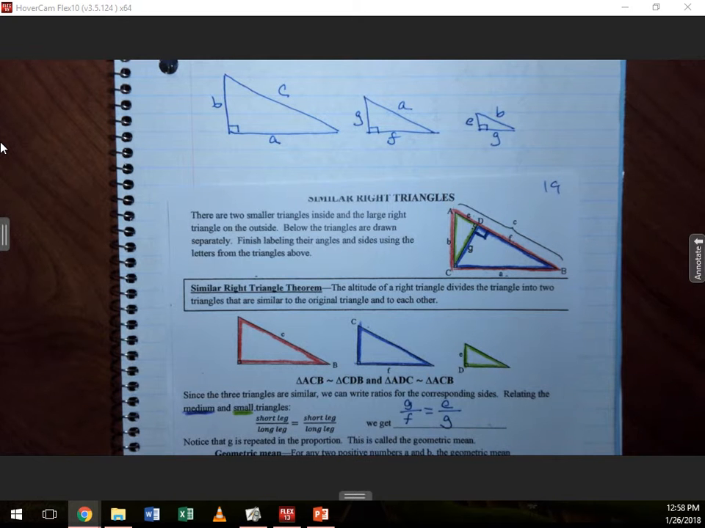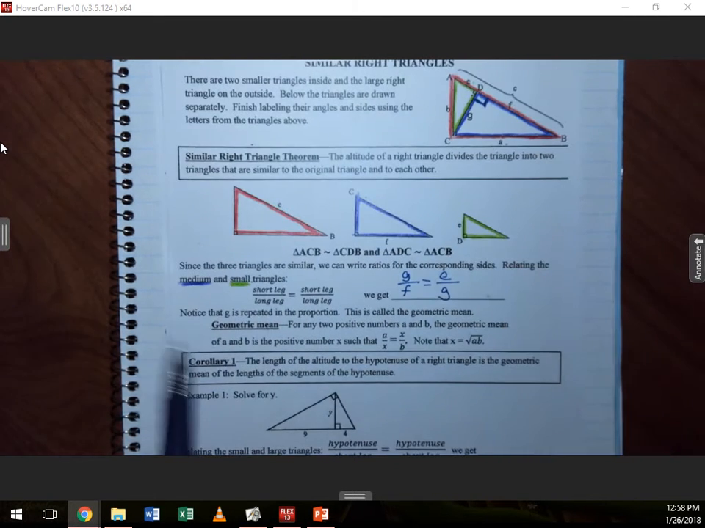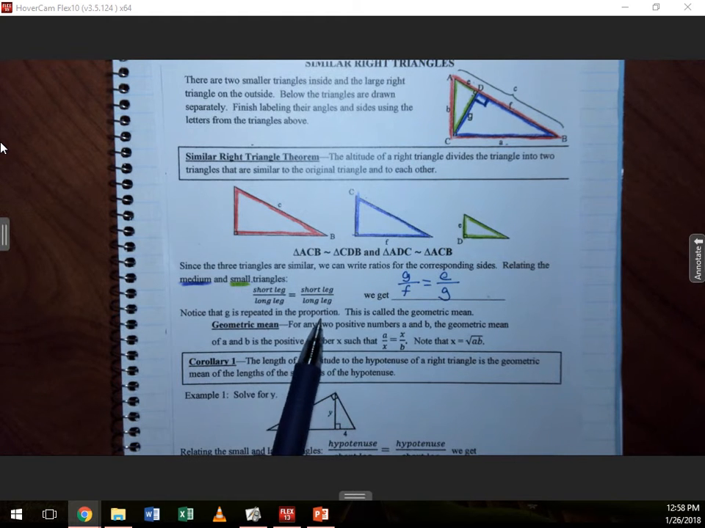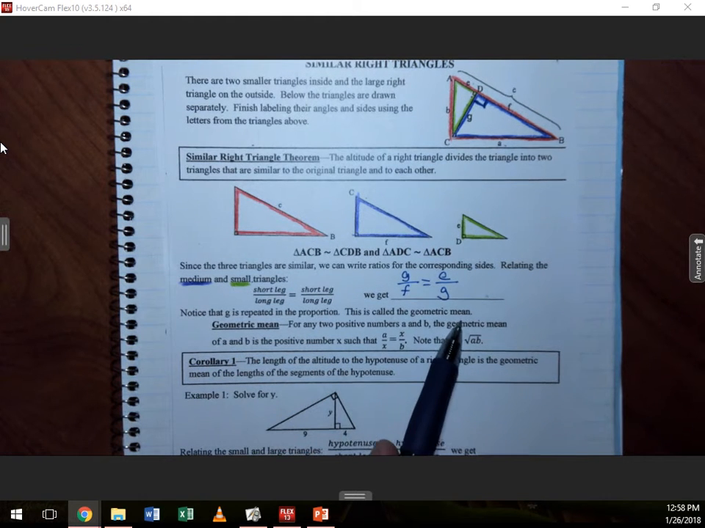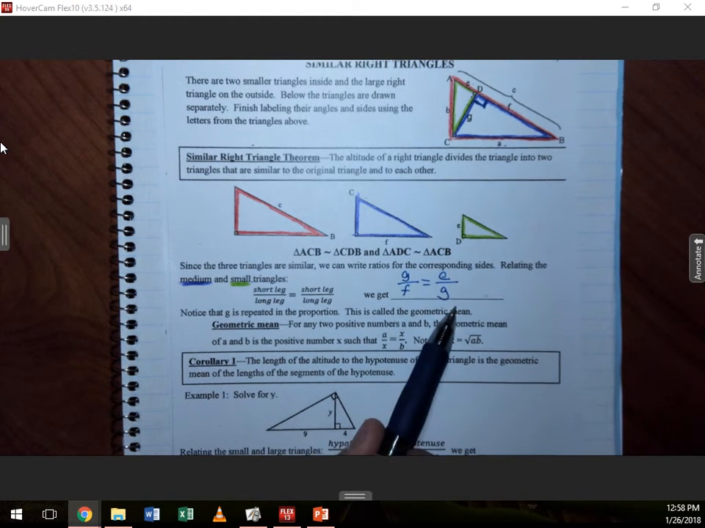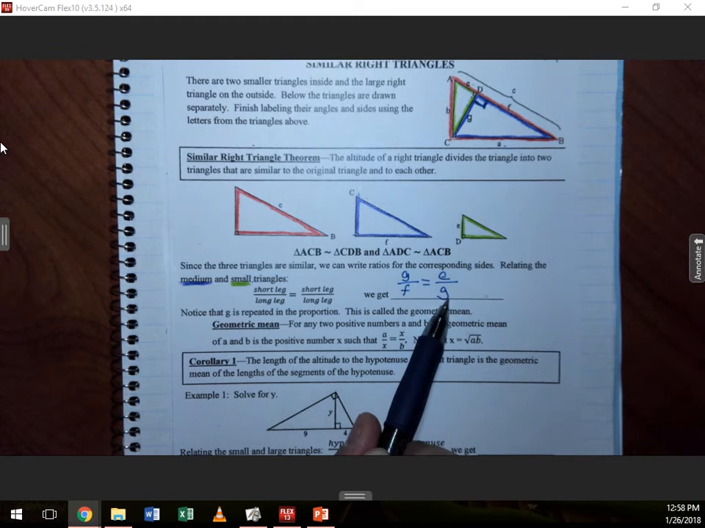All right, so now when I set these up, they're similar. That means the ratios, their proportions, are going to be the same. So when I set this up like this, I can always use what to solve them? Cross products. Thank you. So we're going to get cross products here. Okay, for this, notice that G is repeated in the proportion. This is called the geometric mean. So when I multiply them together, G times G is G squared.